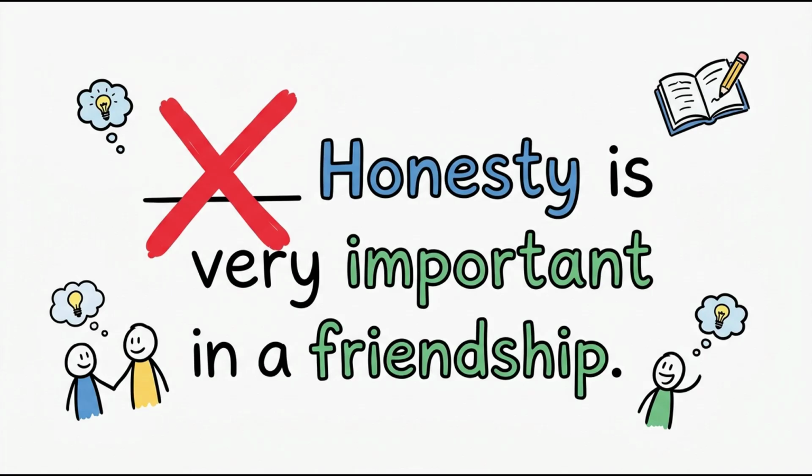Here's the third one. Blank honesty is very important in a friendship. Take a look at the noun here, honesty. Is that a physical object you could point to? No, it's an abstract, uncountable concept. Are you talking about one particular person's honesty, or honesty as a general idea for everyone? Clearly, it's the general global concept. So the answer here is no article at all. Honesty is very important in a friendship.